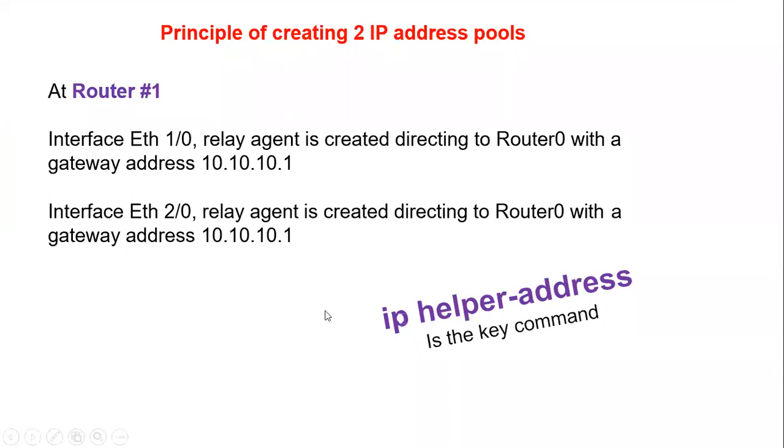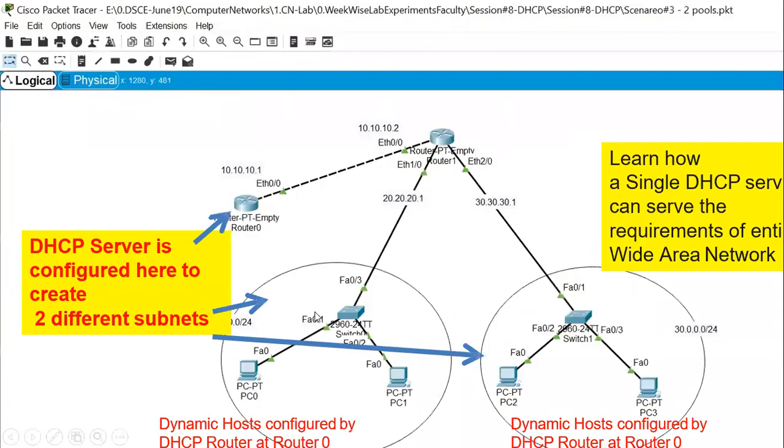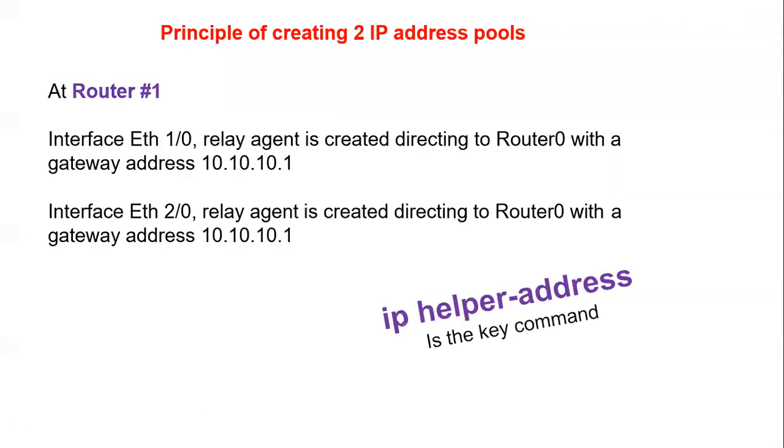Now at the second router, since this router is not configured as DHCP, this will act as a relay agent which is going to forward requests. So if any request comes for requesting an IP address, what should this router do? It should forward it. So the command to forward that request is ip helper-address. So this command will forward the DHCP request. Now where should it forward the request? It should forward to the router which is configured as DHCP. So what is the address of the router? 10.1.